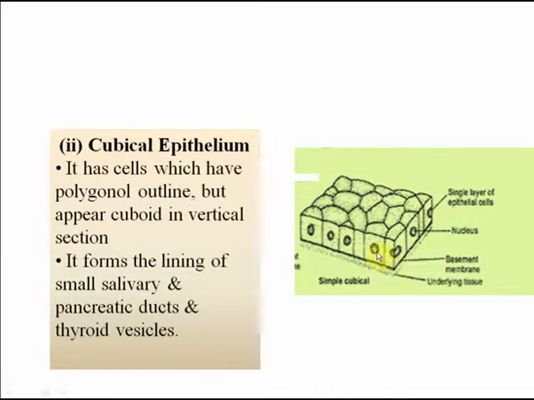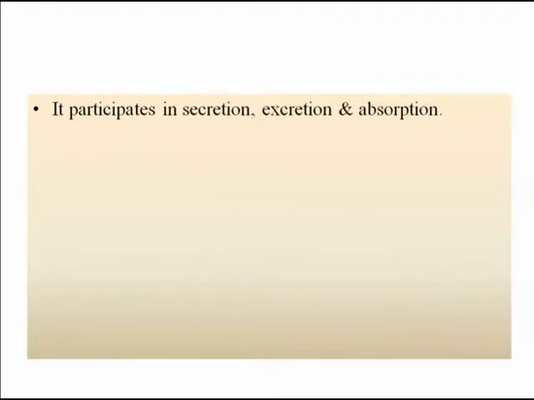You can see here, cuboidal epithelium is commonly found in secretive or absorptive tissue. For example, the secretive exocrine gland, the pancreas, which acts as absorptive, and the lining of the kidney tubules as well as in the ducts of the glands. They also constitute the germinal epithelium that covers the female ovary. As I have already told you, it participates in secretion, excretion and absorption.